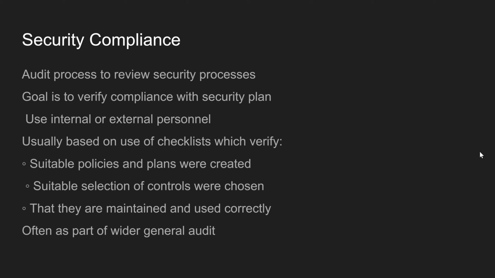Security compliance. Audit process to review security processes. Goal is to verify compliance with the security plan. Use internal or external personnel, based on a checklist which verifies suitable policies and plans were created, suitable selections of controls were chosen, and that they are maintained and used correctly, often as part of a wider general audit.